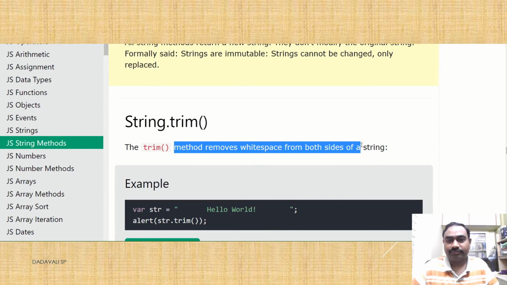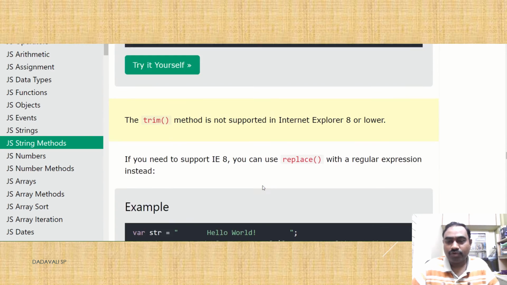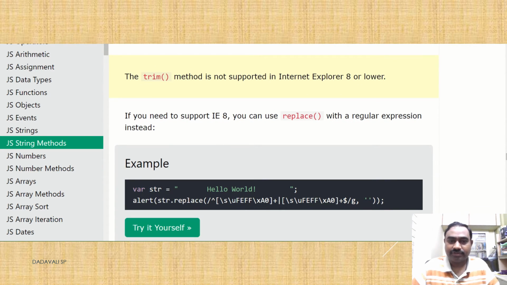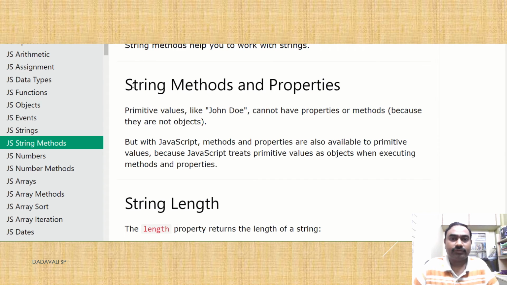Trim removes the white spaces between the strings. You can remove the white spaces. It supports Internet Explorer 8 and lower. If you need to support Internet Explorer 8, you can also replace it with a regular expression instead. So these are all the string methods available in JavaScript. String methods.